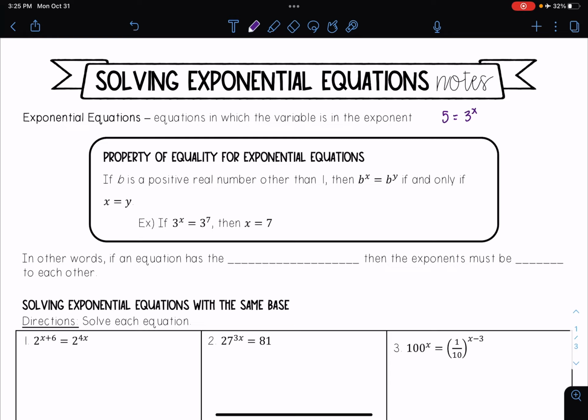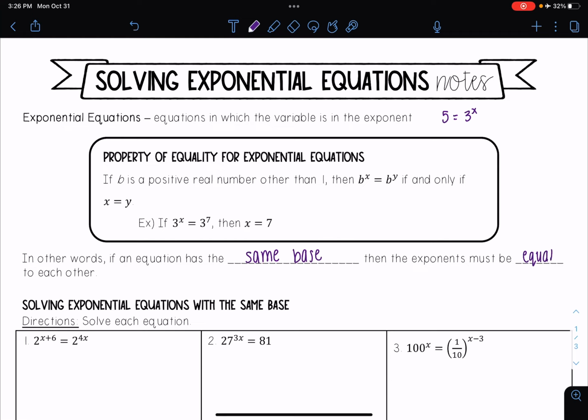And so something that's going to help us to solve these types of equations is the property of equality for exponential equations. And that tells us that if b is a positive real number other than 1, then b to the x equals b to the y if and only if x is equal to y. So for example, if 3 to the x is equal to 3 to the 7th, then x has to be 7. So in other words, if an equation has the same base, then the exponents must be equal to each other.